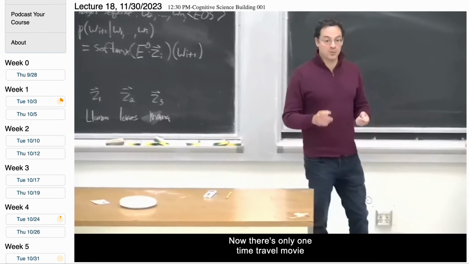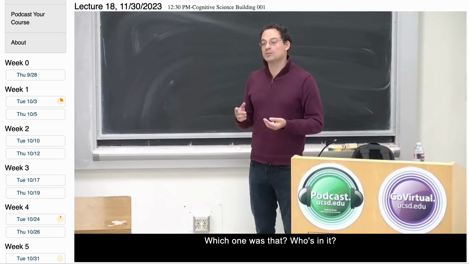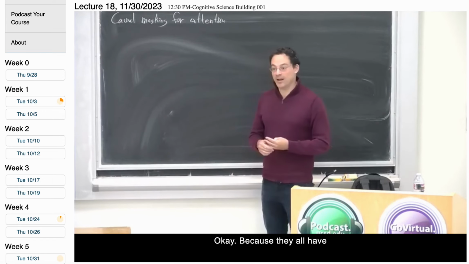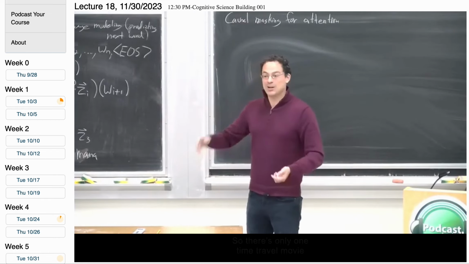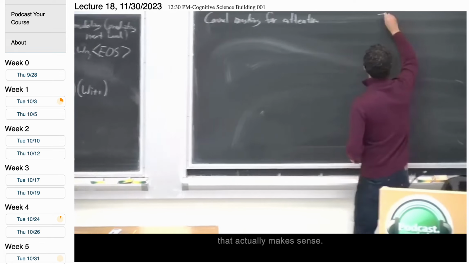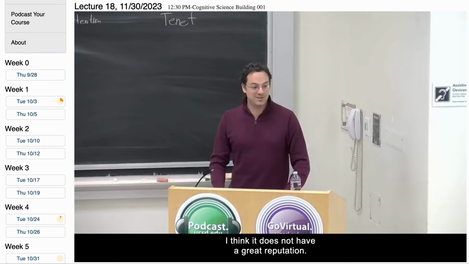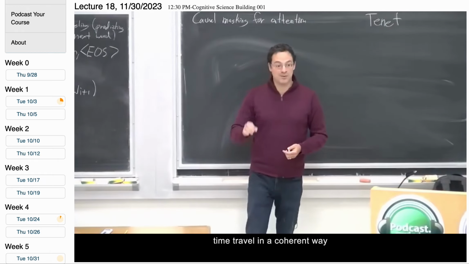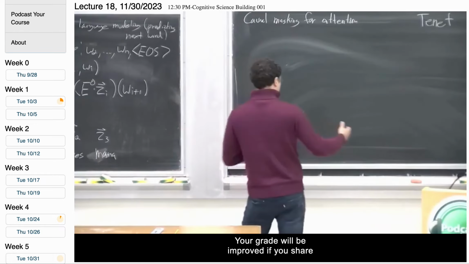Now, there's only one time travel movie that actually makes sense. Does anyone know what it is? Which one was that? Who's in it? I think I saw it. I think it was terrible. So no, none of it makes sense, because they all have the grandfather paradox, right? Go back in time, kill your grandfather, and how is that even possible? There's only one time travel movie that actually makes sense: Tenet. It is not very loved, is my sense. I think it does not have a great reputation. Have people seen it? Yeah, you have seen it. Wow, that's surprising. I think this is the best sci-fi movie ever made. Not least because it deals with time travel in a coherent way, where that seems almost impossible. But it's also fantastic. This is a controversial decision. Your grade will be improved if you share my opinion about this.